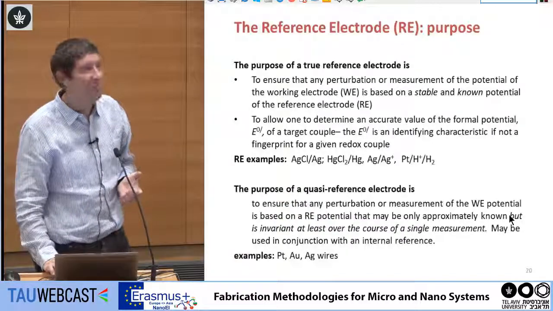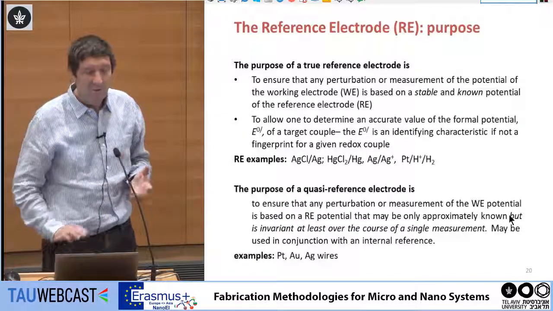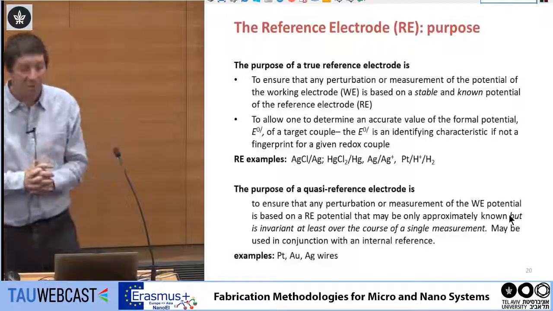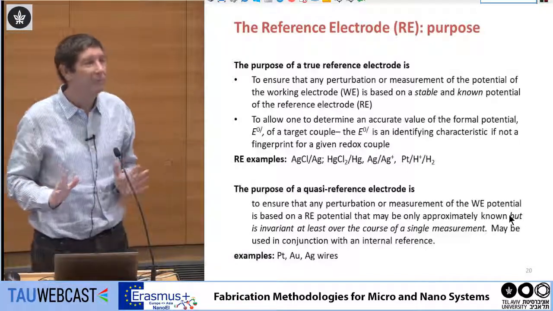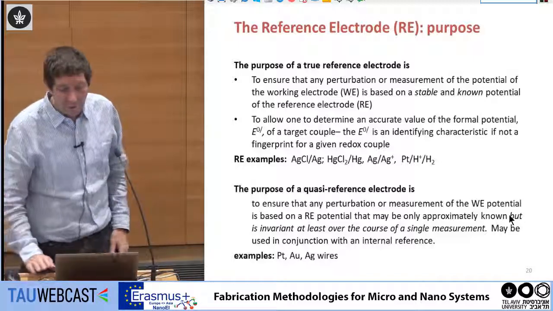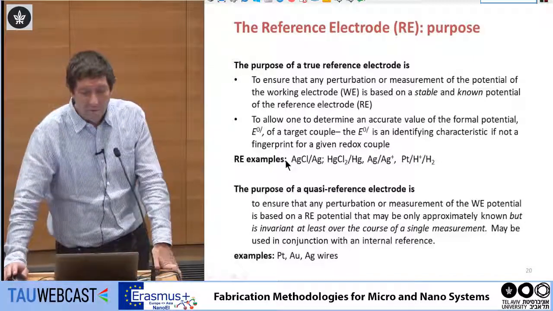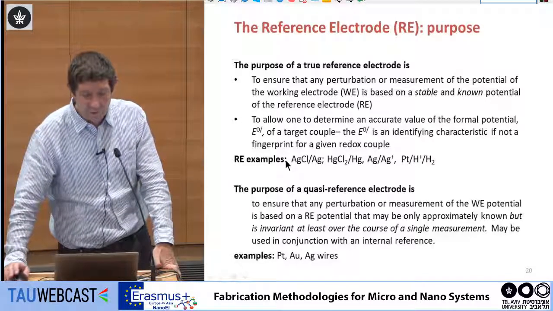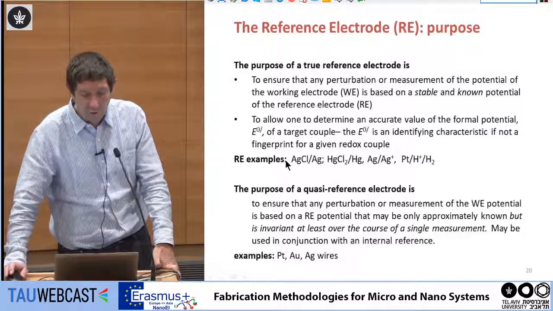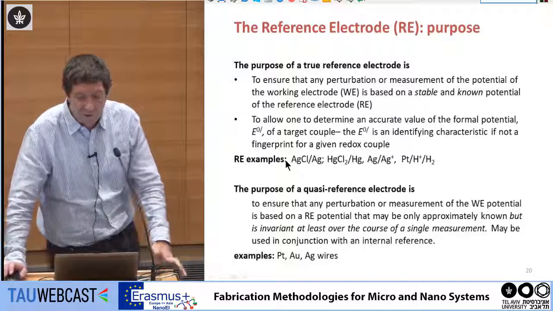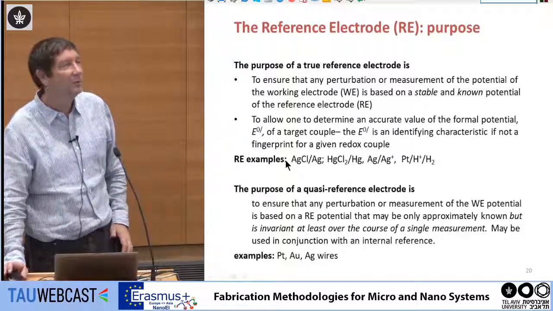So how do we measure potential? The way we measure potential in electrochemical sensors is by using a reference electrode. A true reference electrode ensures that any perturbation or measurement of the potential of the working electrode is based on a stable and known potential of the reference electrode.